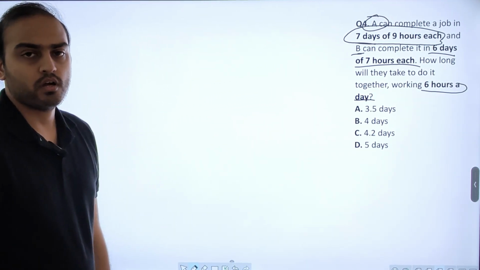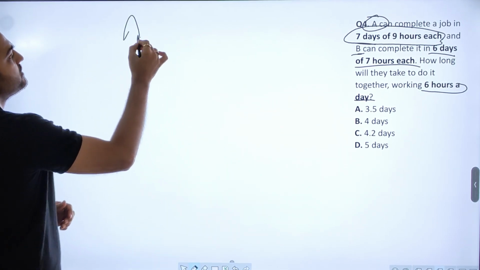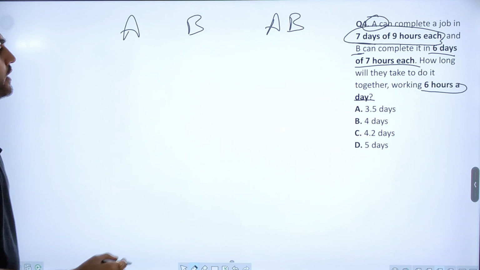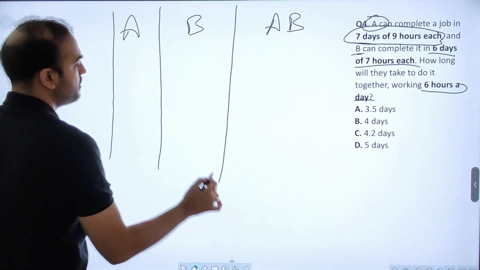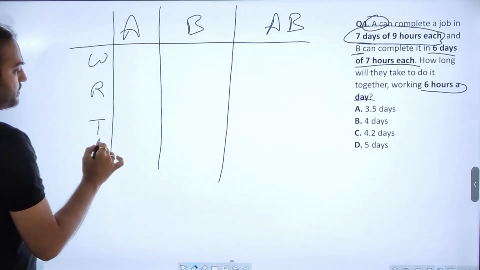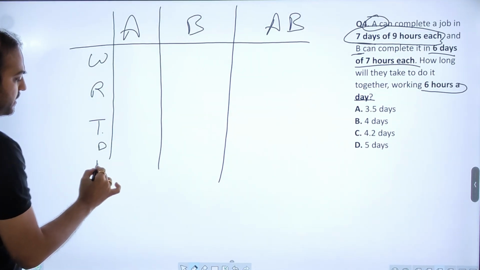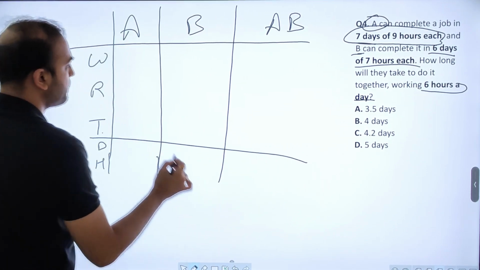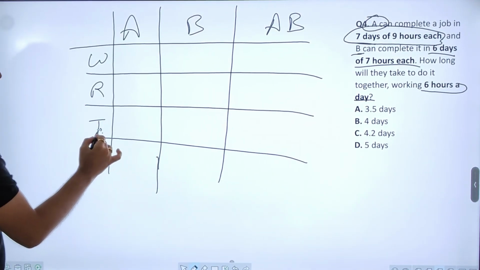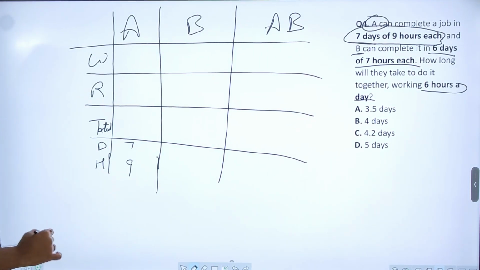How many days? So again, we just make a slight adjustment to our table. Again, we write our variables. This is A, this is B, this is A and B together. Okay, we have our work, rate, time. Now how do I find my time? So time I can write as time in days, time in hours. Okay, so this is my total time.